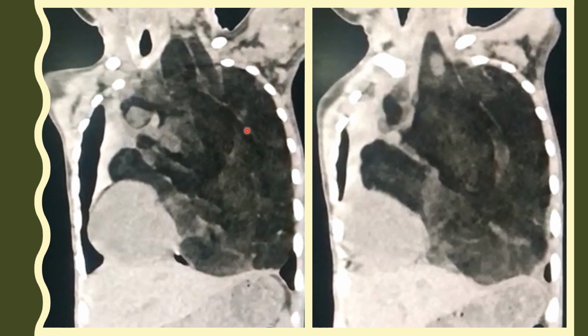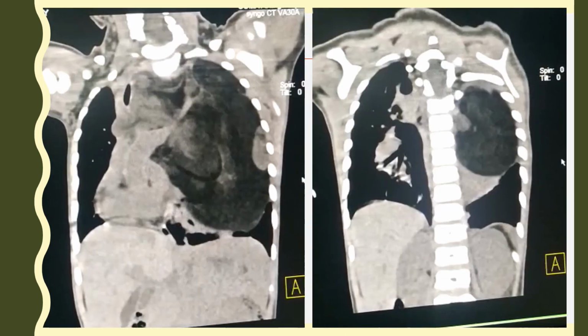Here are the coronal images, coronal reformation of the mediastinal window. What we can see here is a large low attenuation mass. Here are a few more coronal reformatted images. What we can see is a large fat density mass involving most of the left lung, extending into the upper mediastinal fat plane with contralateral tracheal and mediastinal shift.